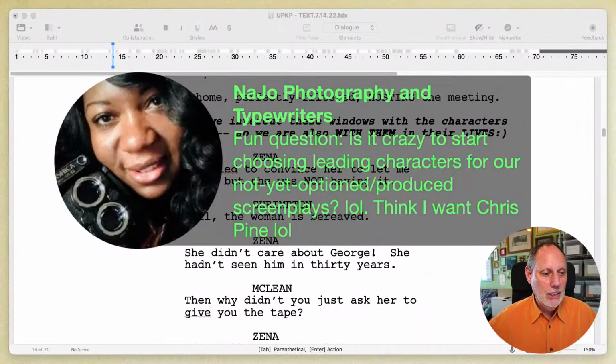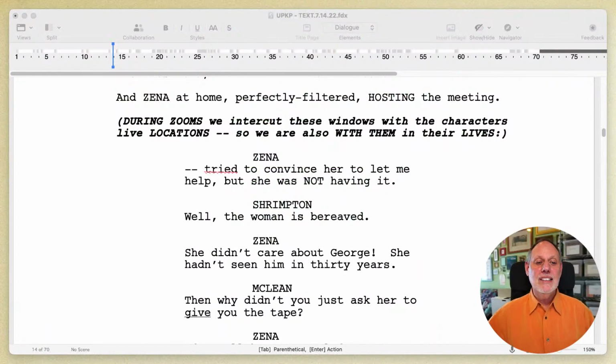Is it crazy to choose leading characters for your not yet option producers? I want Chris Pine. There is no reason not to want Chris Pine. The answer is, it is not crazy. It is almost inescapable. Most people spend a lot of time casting their scripts. The answer is, don't put it in the script, because then everyone who's not Chris Pine is going to be pissed off when they read it. They're going to be like, here, this is a part for Chris Pine. And they'll be like, hey, what am I, chopped liver? So don't put it in the script, but there's nothing wrong with making those imaginary cast lists.